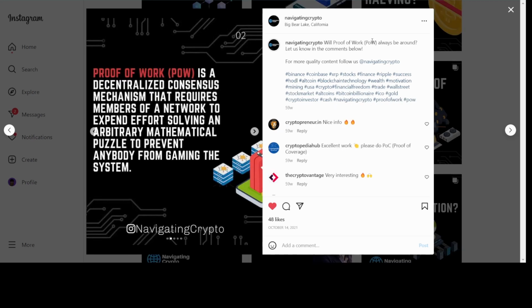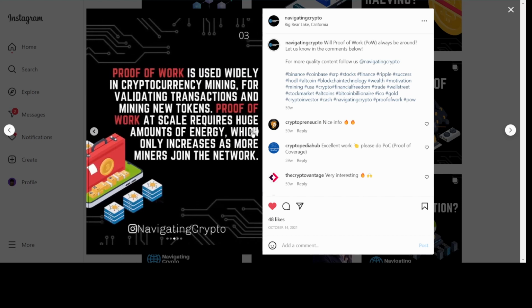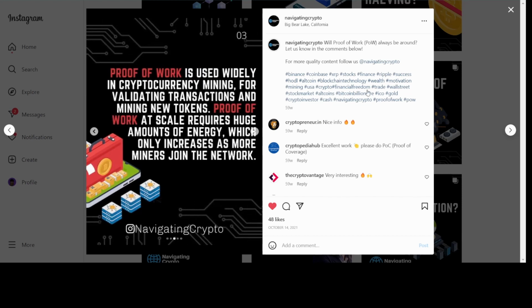So proof of work is a decentralized consensus mechanism that requires the members of the network to solve mathematical problems to help prevent any attacks within the network. And then also with proof of work, each transaction is completed through this mining process. And proof of work is mainly used in cryptocurrency mining for validating transactions and also mining new tokens. And overall, it requires a lot of energy.